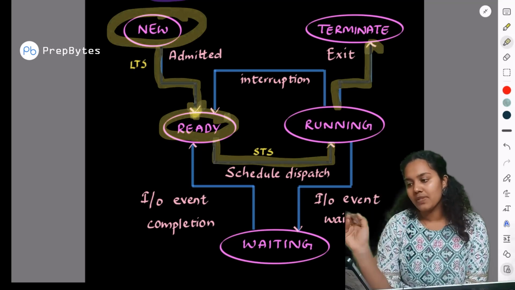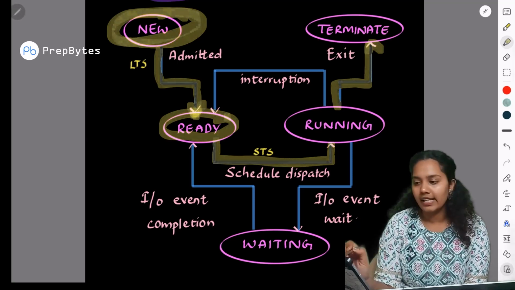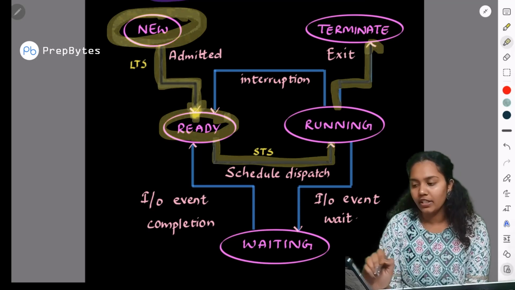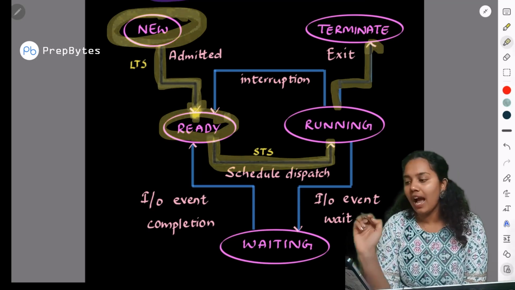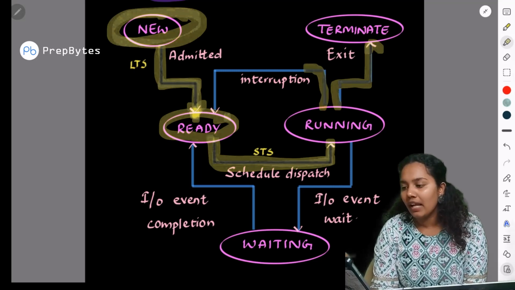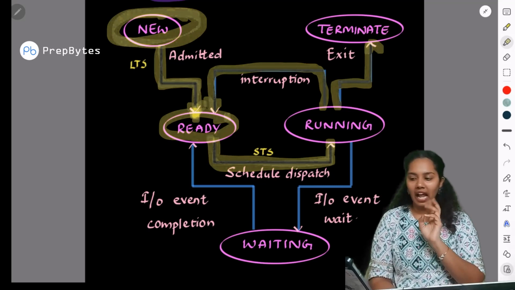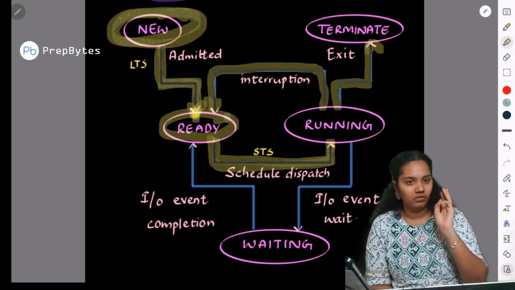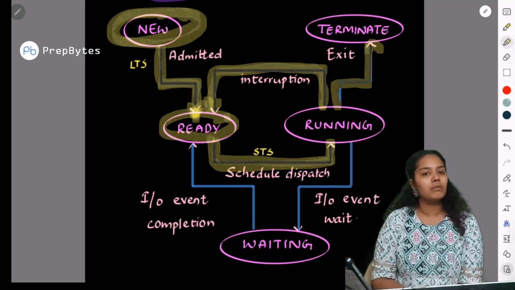Now there comes the second part. Everything was fine until the new process was created, loaded into ready, then it was scheduled and dispatched into the running state. After that, there will be an interruption. At running, there will actually be 2 kinds of interruption. So one is this interruption. Now, what does this interruption mean?